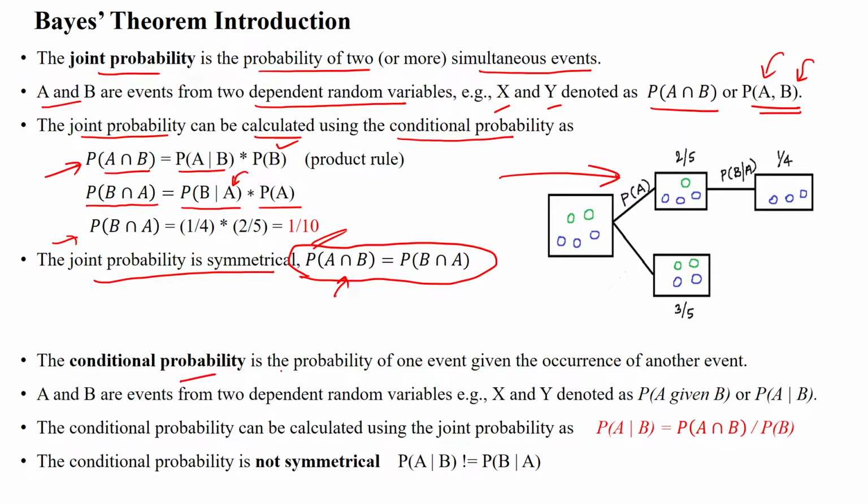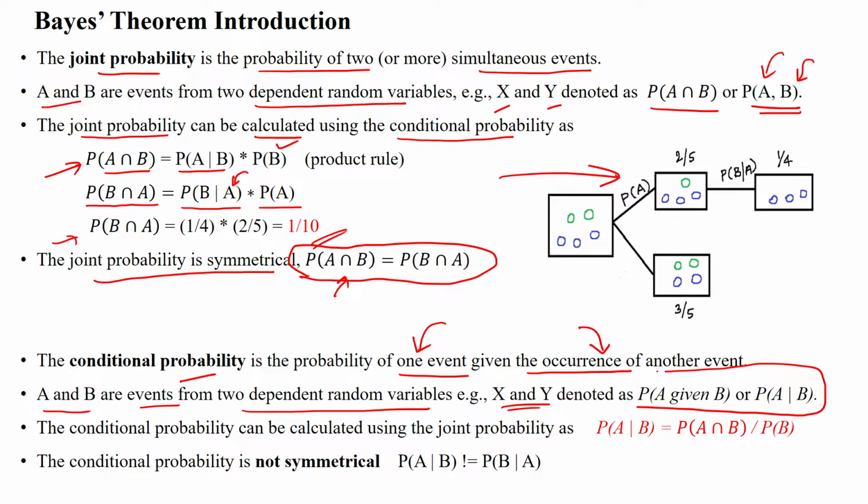The conditional probability is defined as one event given another event. This one event has already occurred, and we consider it given the occurrence of another new event. So for example, A and B are events from two dependent random variables x and y. We can write this as probability of A given B.